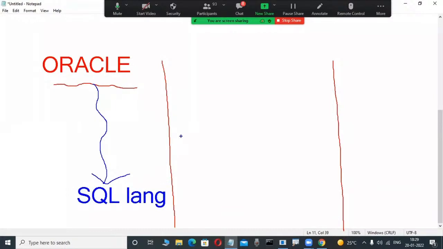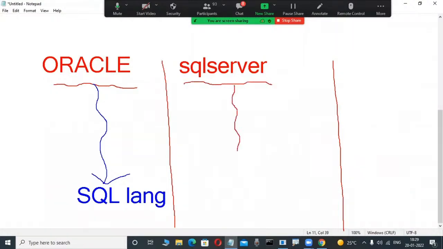Suppose in my company another project also exists, and that is also a relational database product, from Microsoft. That is SQL Server. Some employees are working on the SQL Server product. It is also a database product, same as Oracle, but to operate that SQL Server they use one language only. What is that language? SQL is a language. Slowly observe here.